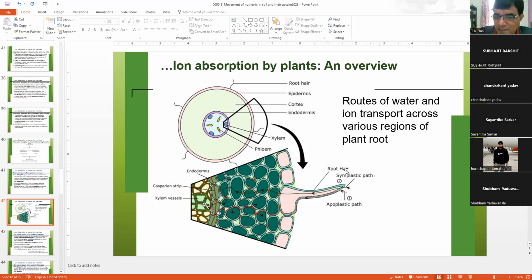Then comes your symplastic path. The symplastic path has to cross the cell wall, then the interspaces, and then the cell membrane also. Cell membrane is plasmalemma. So again and again it has to cross the same kind of barriers.